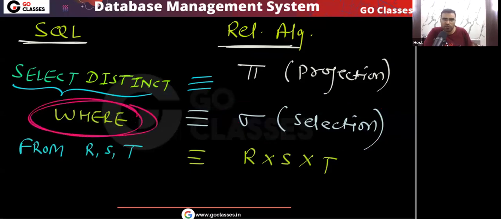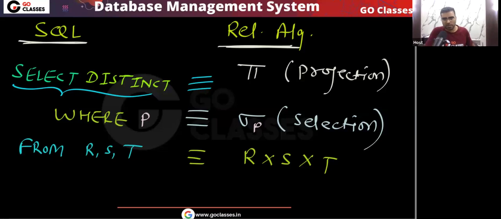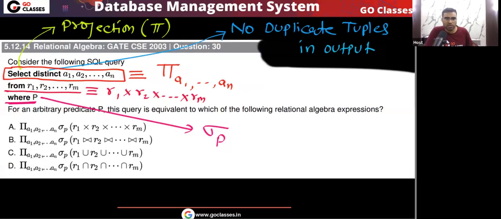In SQL we have the WHERE keyword. They are the same. In SQL you have the WHERE keyword, so this p where p. These things are the same. So here you can very easily see. So finally, what will be the answer?